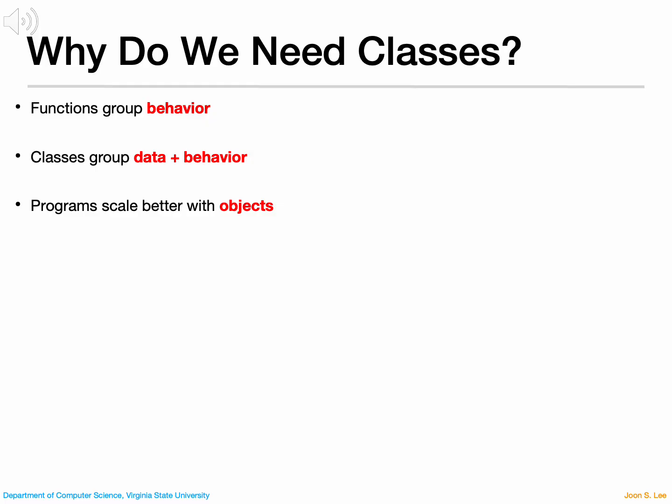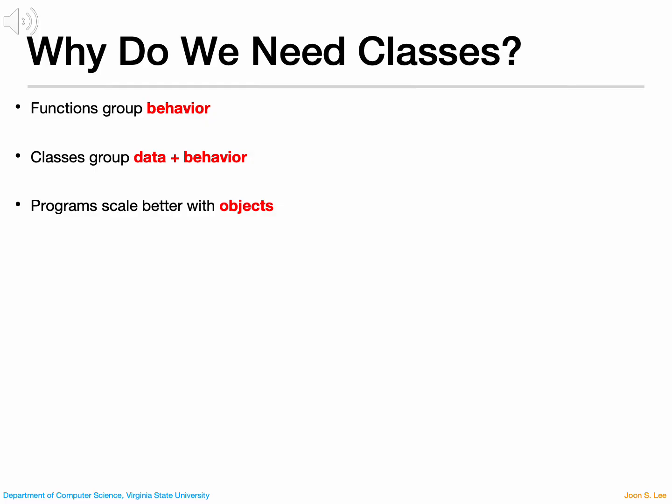But real-world problems don't just have behavior. They also have data that needs to be stored, updated, and protected. That's where classes come in. A class groups data and behavior together. Instead of having data floating around in variables and behavior scattered across functions, a class keeps everything related in one place.